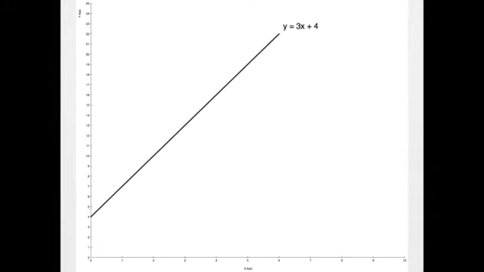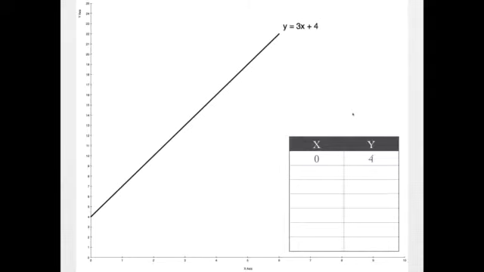Let's move this a little higher, and now we have y is equal to 3x plus 4. So now we have a line that has a slope to it. So let's take a look at the relationship between x and y. When x is equal to 0, y is equal to 4. When x is equal to 1, y is equal to 7. When x is equal to 2, y is equal to 10. When x is equal to 3, y is equal to 13, etc. So you can see here when x changes, y changes. So we physically can measure a change in y with respect to x.